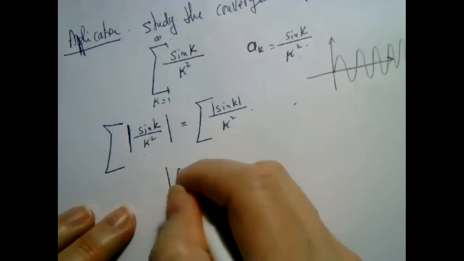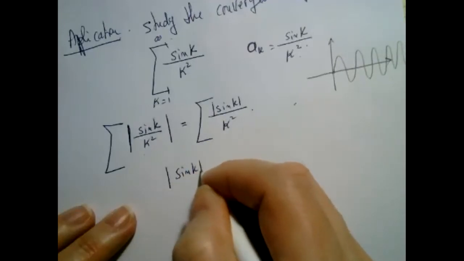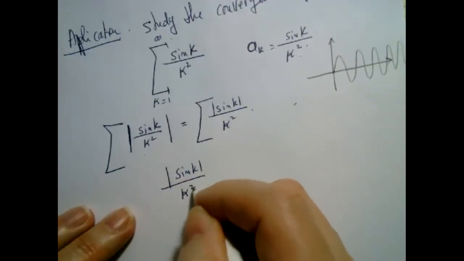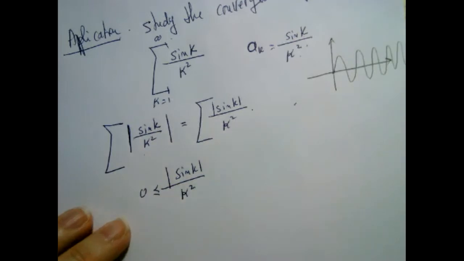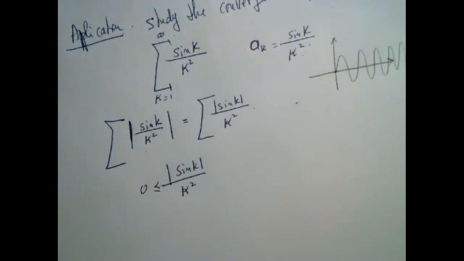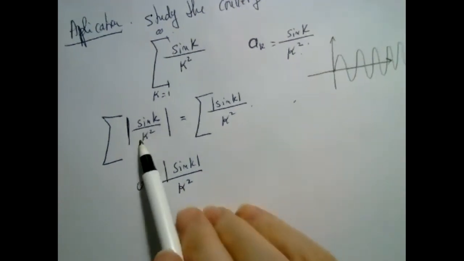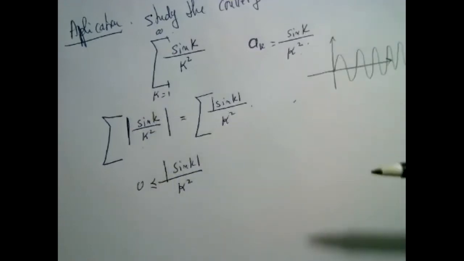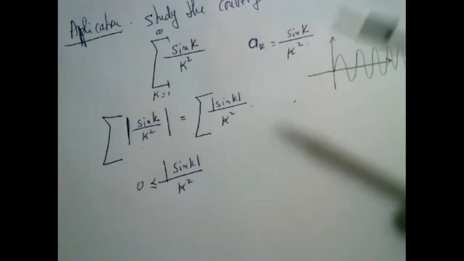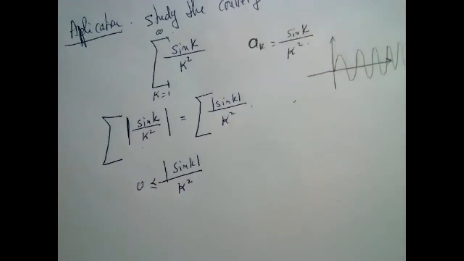So now let us see. Let me look at the absolute value of sine k over k squared. How can I prove that those terms are positive now? I am safe. Now, how can I prove that this one converges? The reason I took absolute value is so I can use all the tests I have. How can I show that this one converges? Anybody has any idea?